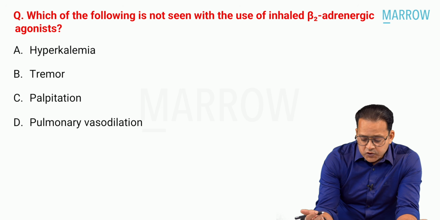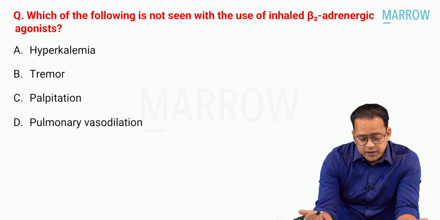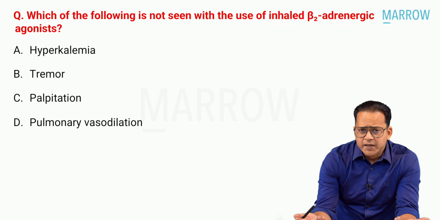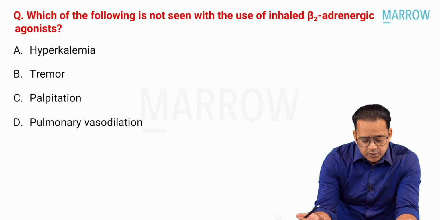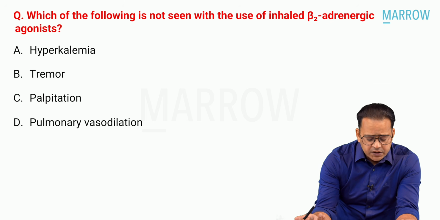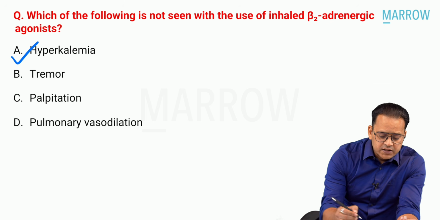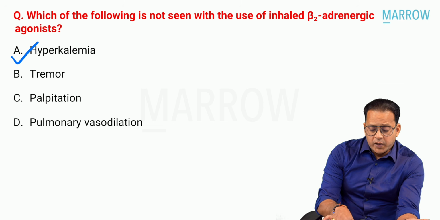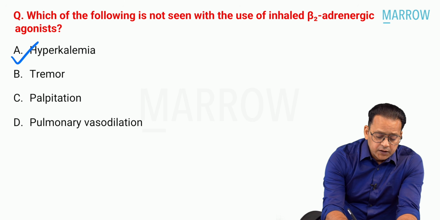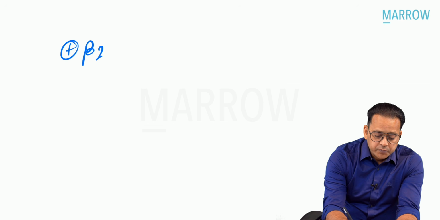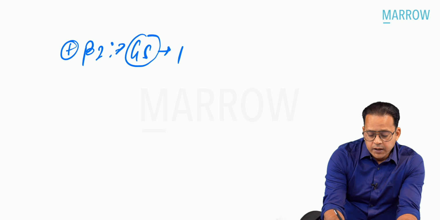Which of the following is not seen with the use of inhaled beta-2 adrenergic agonists like salbutamol? Hyperkalemia, tremor, palpitation, pulmonary vasodilatation. It's an easy one, as I said, the answer is hyperkalemia. Why hyperkalemia? Whenever I stimulate the beta-2 receptor, it being a Gs subtype increases cyclic AMP.